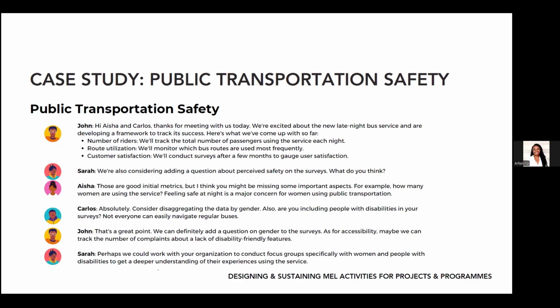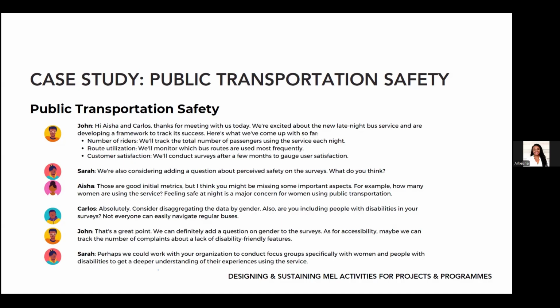Hi, Aisha and Carlos. Thank you for your interest in the late night bus service and for developing a framework to track its success. Here is what we have. Number of riders: we will track the total number of passengers using the service each night. Route utilization: we will monitor which bus routes are used most frequently. Customer satisfaction: we will conduct a survey after a few months to gauge user satisfaction.